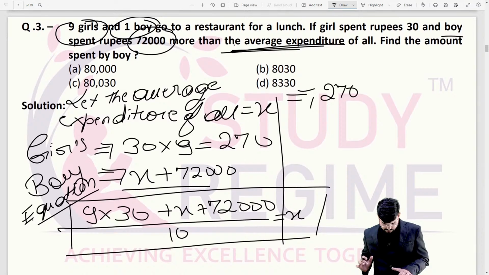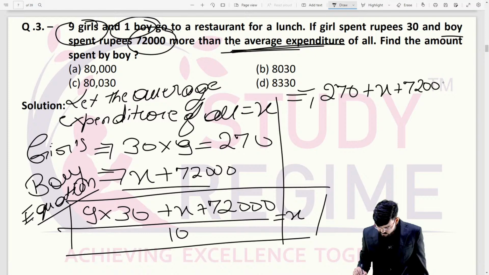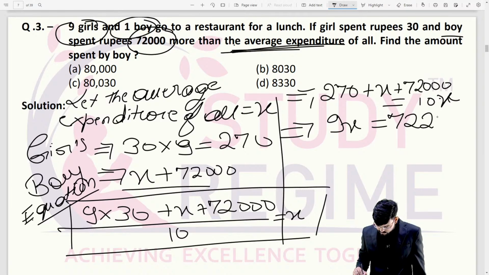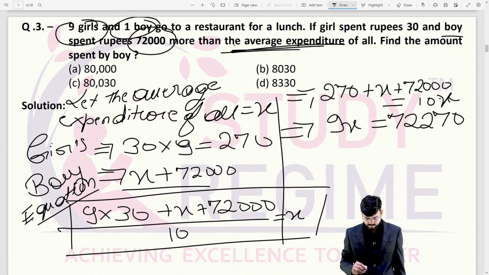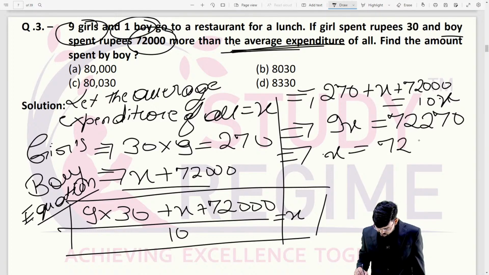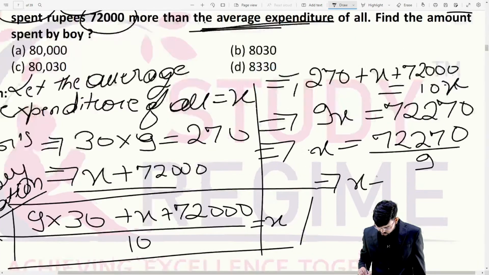Plus X plus 72,000 is equal to 10x. Now on subtracting, you will get 9x is equal to 72,270. I have just added 270 in that. Now I will divide it by 9. So you will get X is equal to 8030.